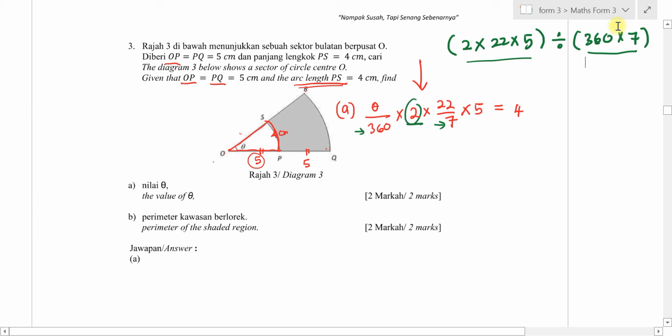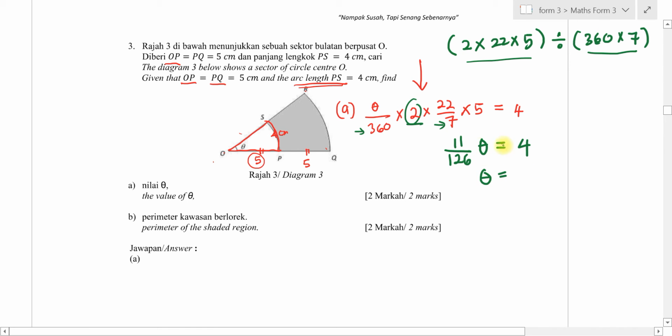Those who followed last year Form 2 lesson, I taught you this one already. So this is how you simplify. 2 times 22 times 5, 220. And then divide, don't forget to put bracket, 360 times 7. So you get the fraction 11 over 126 theta. Don't forget your theta because you are multiplying with theta also. So write it beside. Equal to 4. Now you can simplify easily.